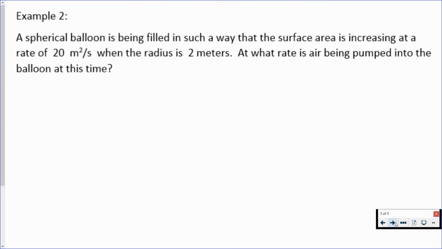All right, let's take a look at another one. A spherical balloon is being filled in such a way that the surface area is increasing at the rate of 20 meters squared per second when the radius is 2 meters. At what rate is air being pumped into the balloon at this time?